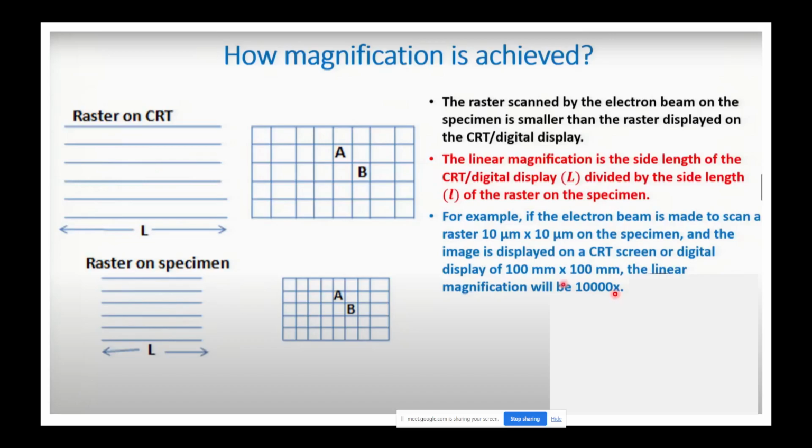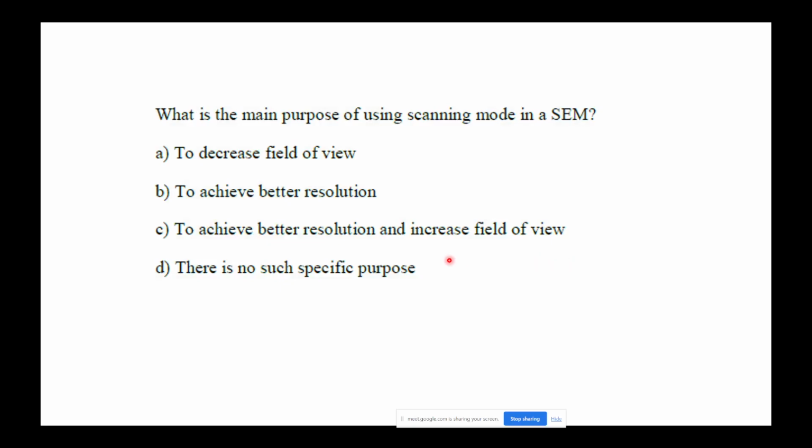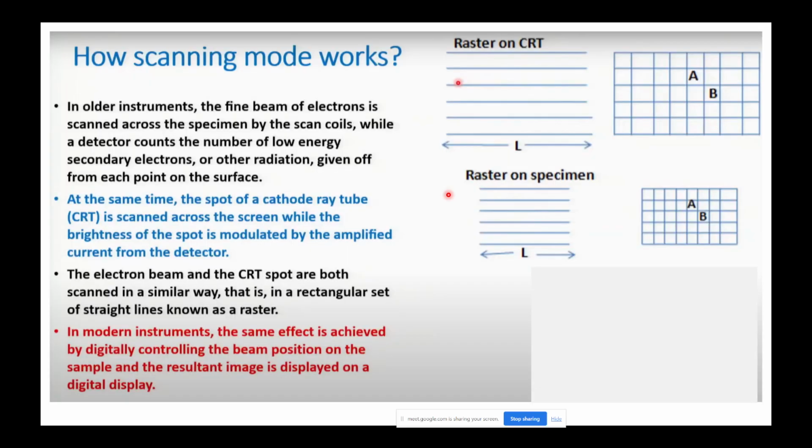10,000x. Okay, so it is giving you a better resolution. The main scanning mode is the raster scan. It will give you the scanning again and again. It is giving you a better field of view. You can see a very magnified version, and also more resolved images you can find by using a scanning mode. So that's why it is saying how scanning mode works.